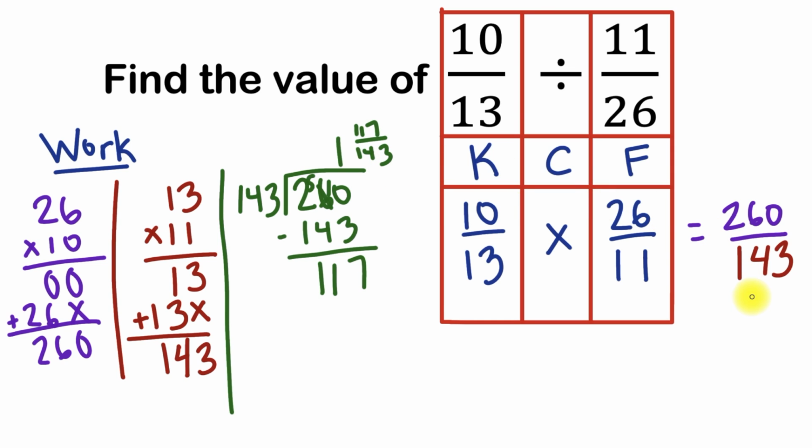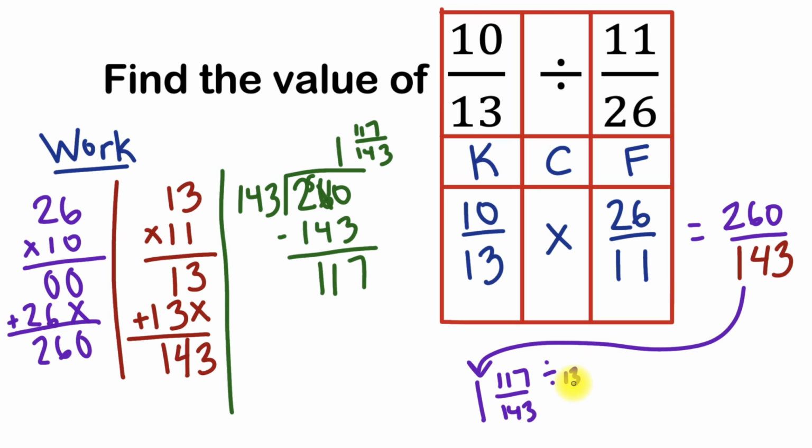So our final answer is 1 and 117 over 143. But what you might not know is that this fraction part of the mixed number can be reduced, because both 117 and 143 can be divided by 13. And when you do that, that actually becomes 1, because we're keeping our whole number, and 9 over 11.